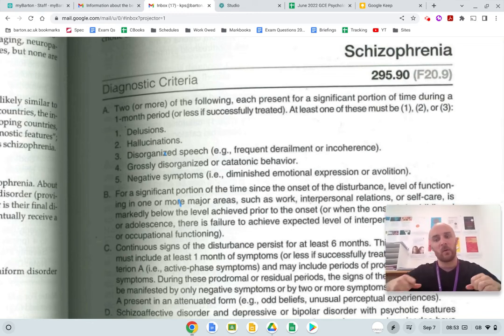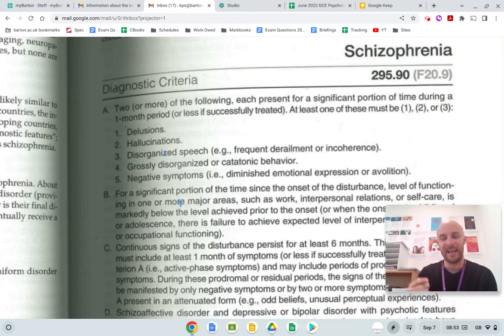And they're quite waxy. That's how it's always described. They're quite waxy in their positions. And the other one is negative symptoms. But negative symptoms basically looks like depression or maybe autism. So diminished emotional expression and avolition. Avolition is a key term you need to know here.